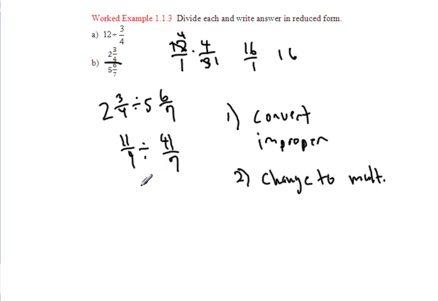And from example A, we know how to do this. Take 11/4, multiply, and there's a cost. That 41/7 becomes 7/41. So our final answer is 11 times 7, which is 77, over 4 times 41, which is 164.